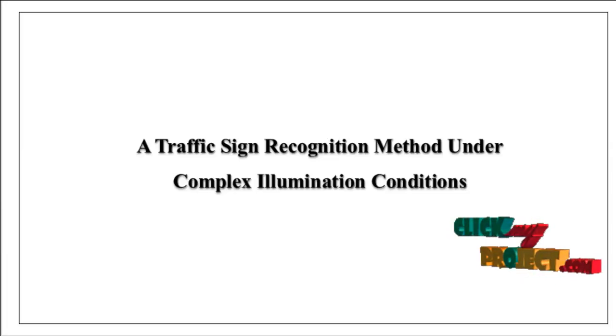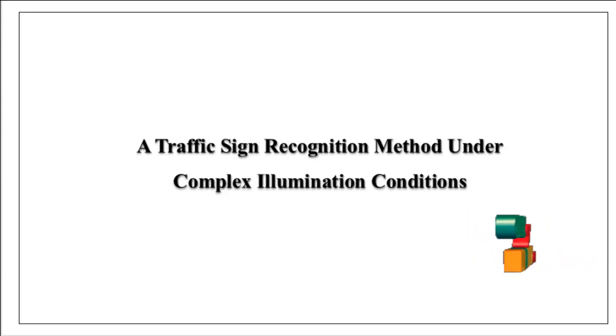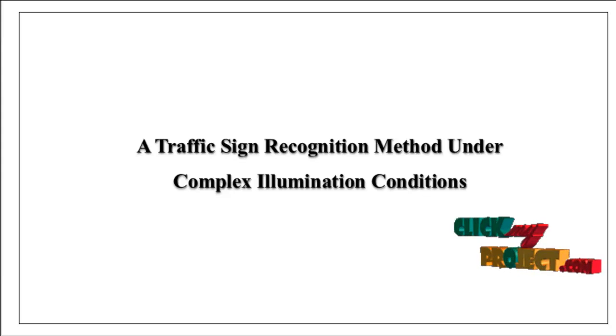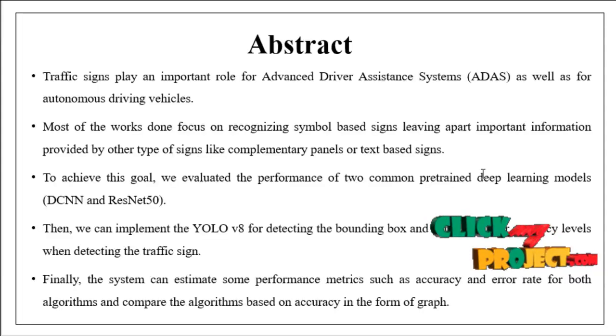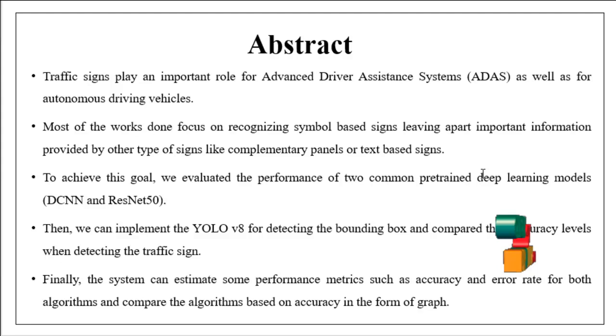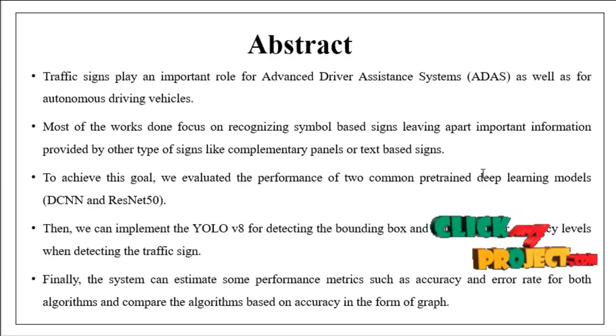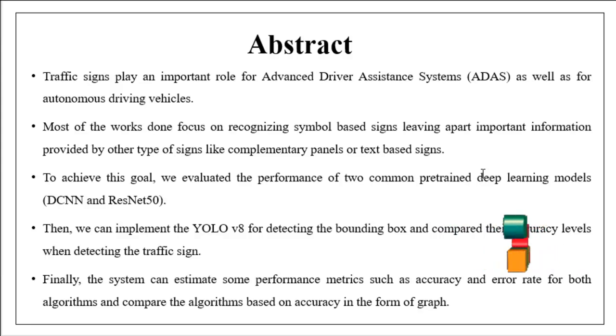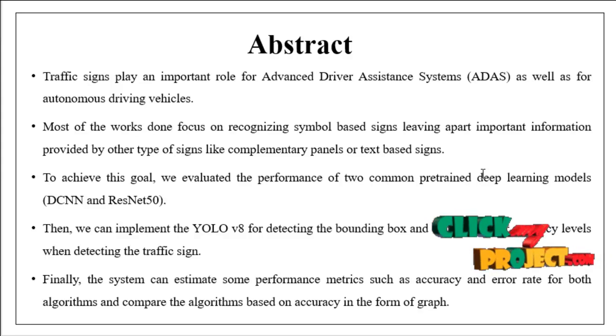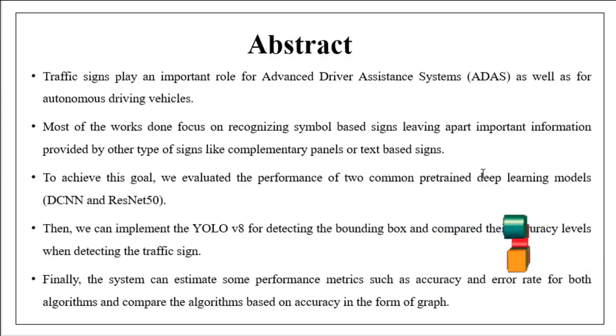Now we are going to discuss a traffic sign recognition method under complex illumination conditions. Now we are going to discuss the overview of our project. The main objective of our project is to detect or identify the traffic sign by using different classification algorithms.